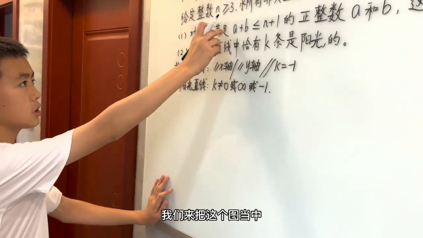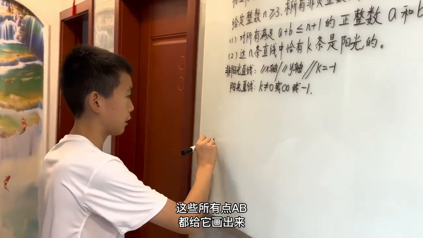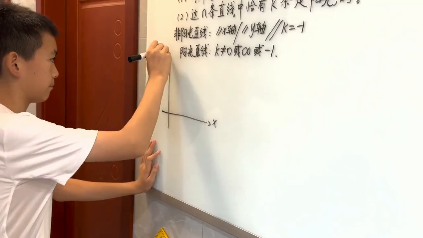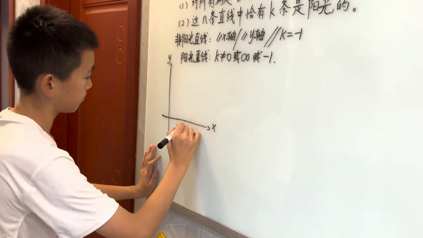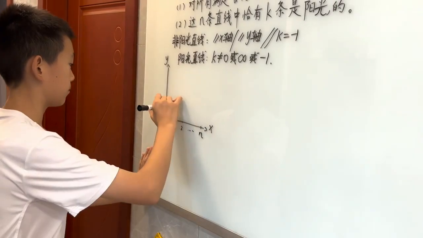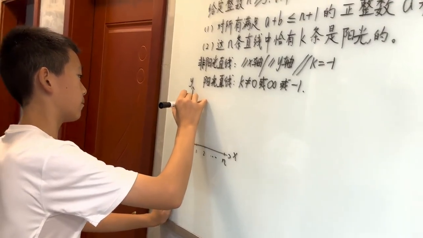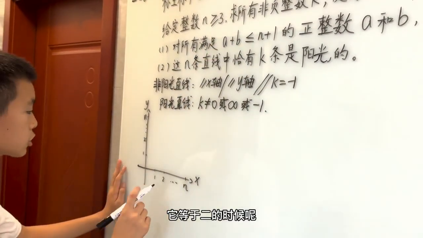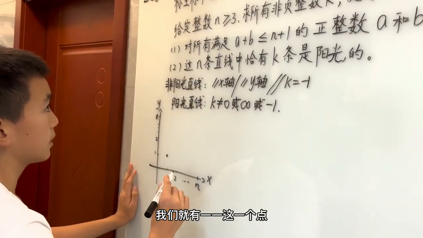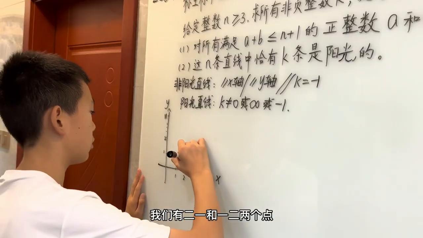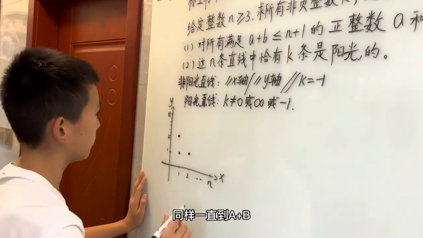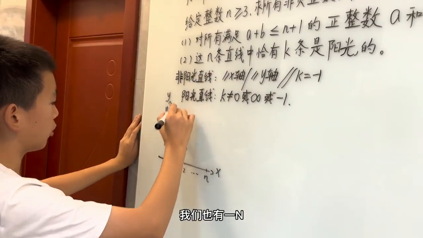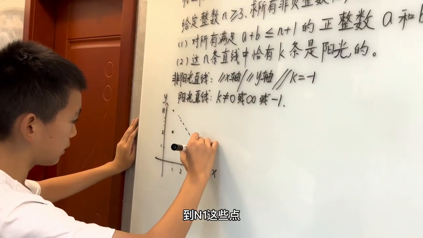Then, let's draw all the points (a, b) in a diagram. First, construct a planar Cartesian coordinate system. When a plus b equals 2, we have the point (1, 1). When a plus b equals 3, we have two points, (1, 2) and (2, 1). We continue like this until a plus b equals n plus 1, where we have (1, n), and so on until (n, 1).